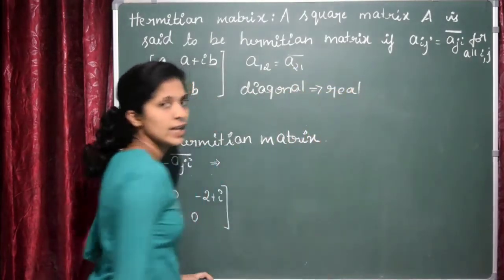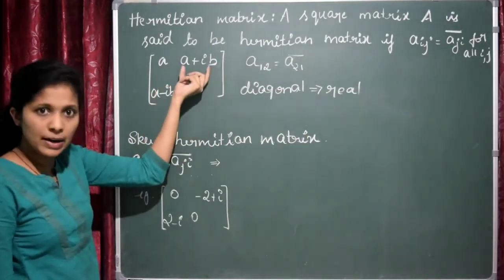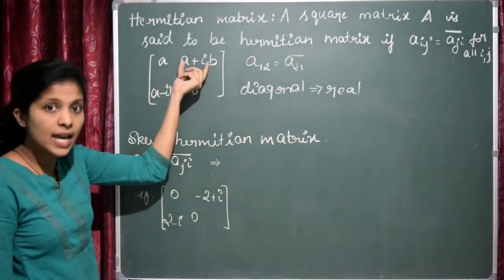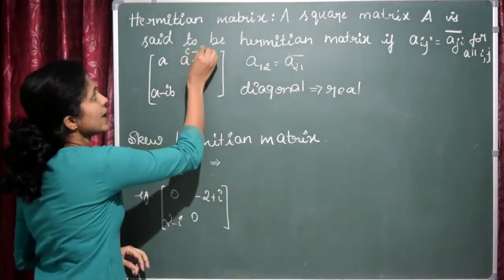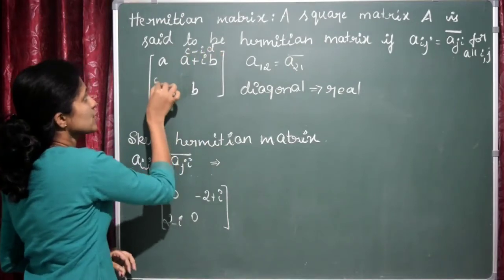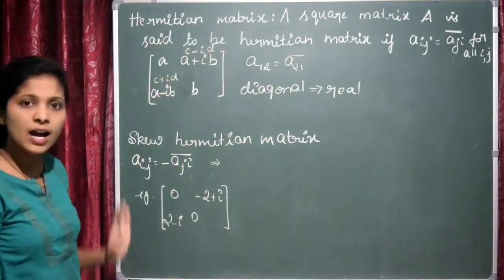Remember this one. Here you can see the diagonal elements. Here this is a matrix element A plus iB; the conjugate of this will be A minus iB. If I consider C minus iD, then the conjugate of this should be equal to C plus iD. Is it clear? Then only we can say it is a Hermitian matrix.